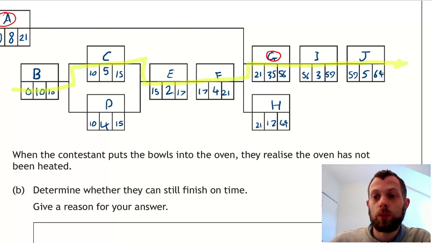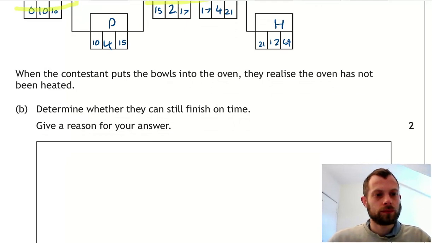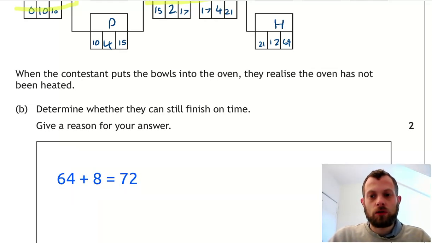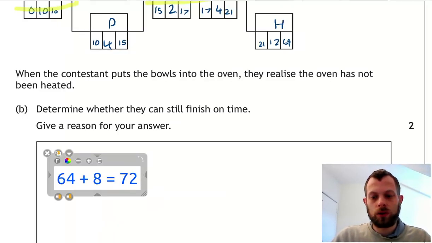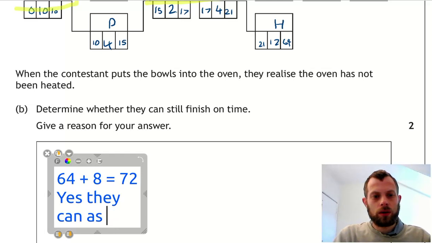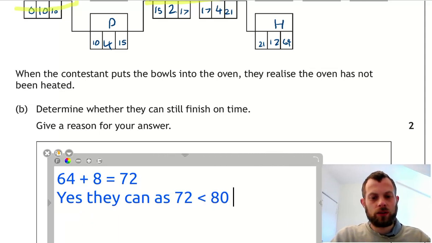So we have to look at when it would finish. It would finish at 64 minutes, but the whole thing will be delayed by 8 minutes. So we take 64 plus 8 equals 72, and looking at the requirements of the project, 80 minutes to make it. So 72 is less than 80, so yes, they can. And that's it.